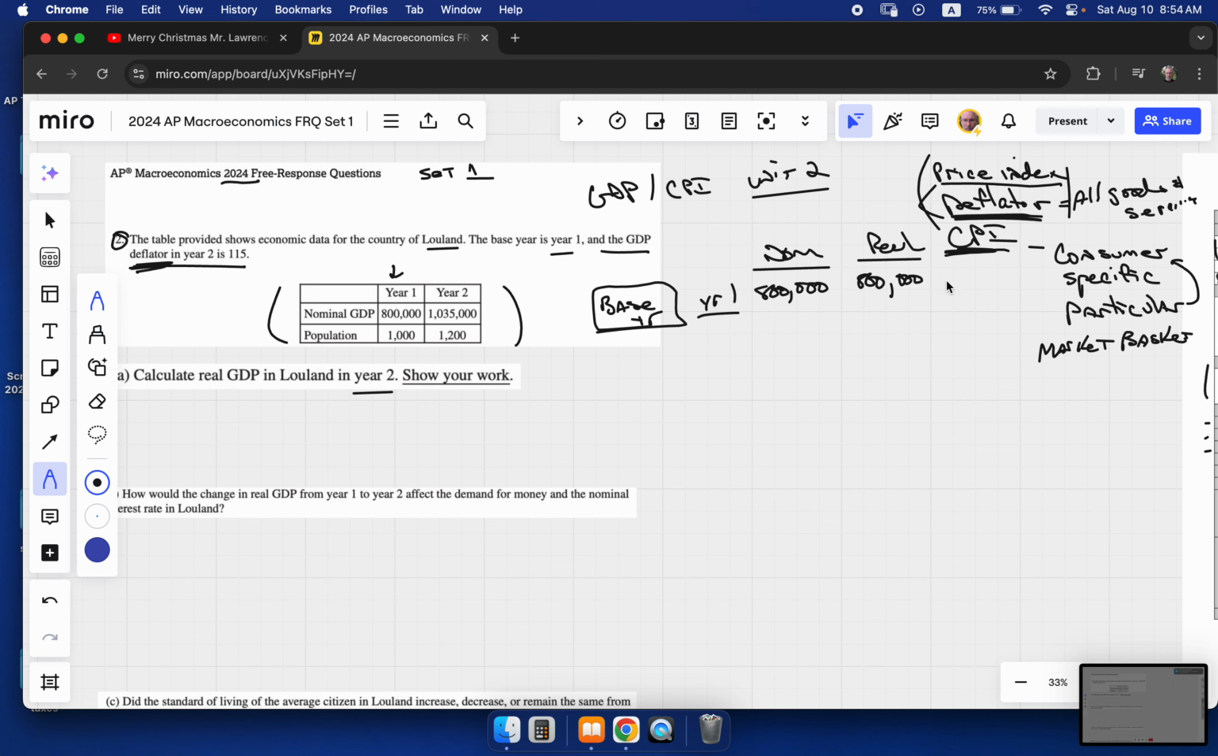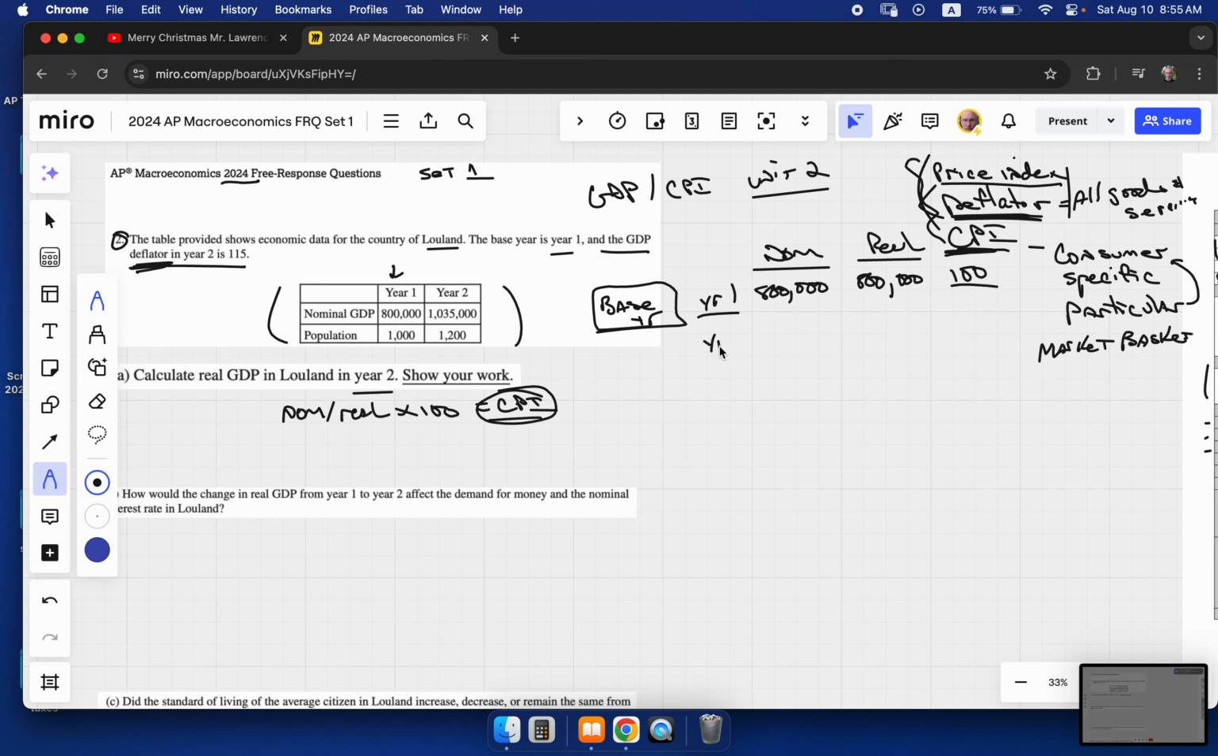It's always true. The CPI is always going to be 100 in the base year, because our formula is nominal divided by real times 100 is our CPI, or our consumer price index, or deflator, price index, whatever. Again, when I say CPI, all of these for mathematical purposes are the same thing. So nominal over real times 100: 800 over 800 is 1, times 100 gives us 100.